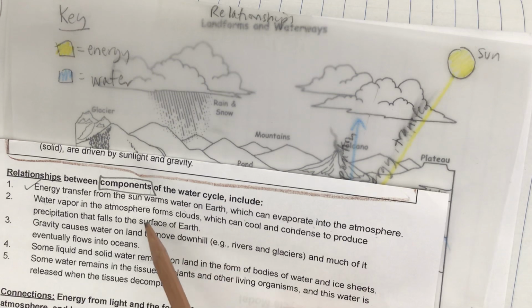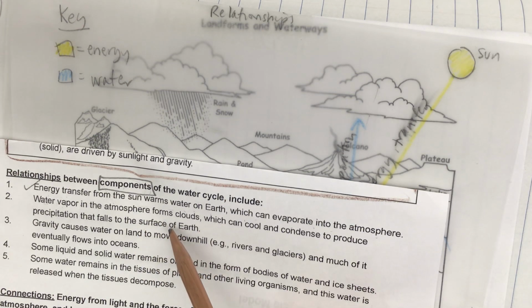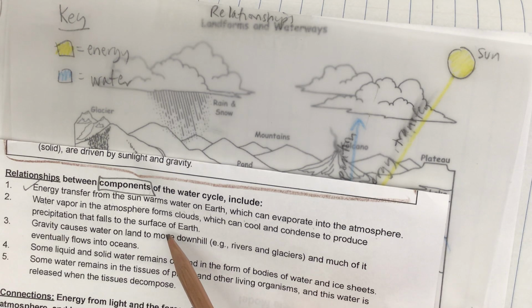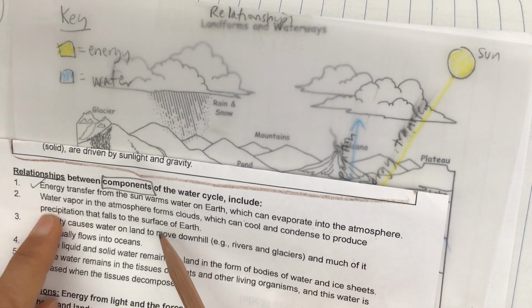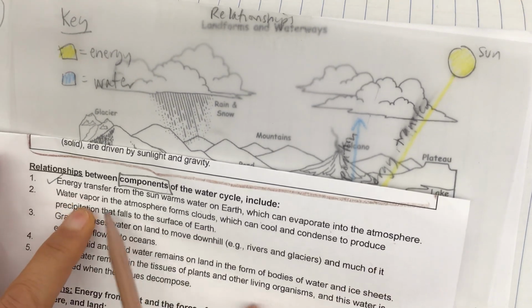So is this first part, water vapor in the atmosphere forms clouds, moving, or is it kind of stationary? It's stationary. So when we're talking about stationary, we're not going to be using what modeling tool? Arrows. Okay, so arrows show movement. So this first part is just stationary.